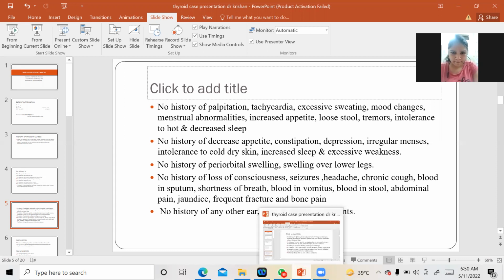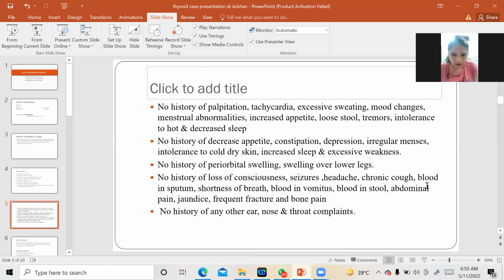Dr. Krishan, I want to ask one question. Whenever you are writing all these complaints, that is signs and symptoms of hyper and hypothyroidism, can we directly write that no signs of hyperthyroidism or hypothyroidism? Can we write it directly? It also depends on the examiner. Many examiners will point out, why haven't you asked the history of each and every symptom? Plus, it also becomes vague.